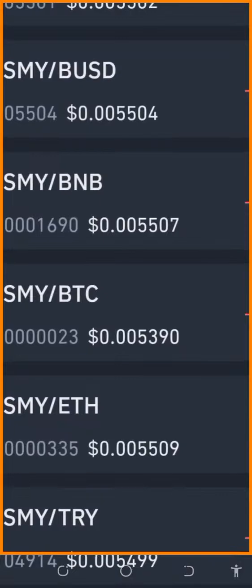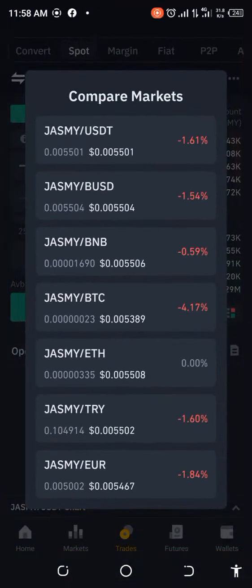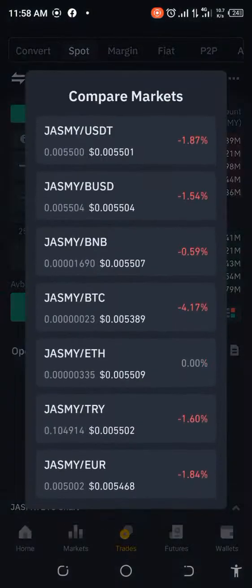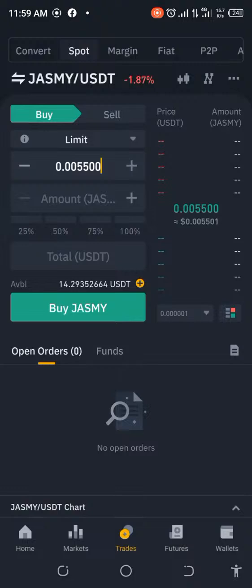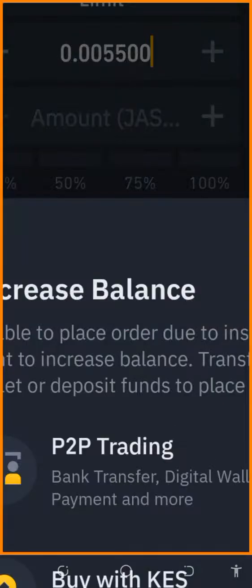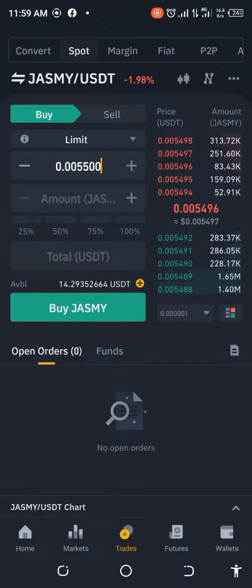And like I always say, you need to always simulate first. So the first thing I want to do is simulate. I'm going to work with the Jasmine slash BTC first, and simulate with the amount of money that we have here. Don't forget, let me go back to Jasmine USDT so that you will see what we have. What we have is 14.2935 USDT. So I'm just going to use that to simulate.